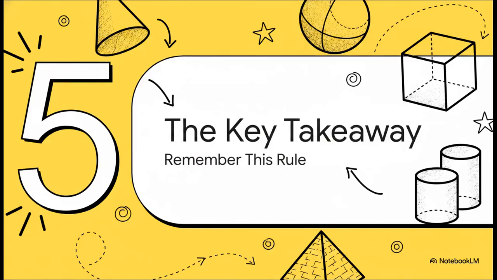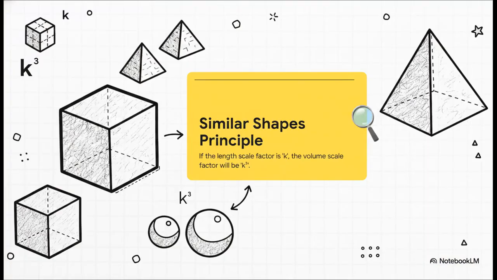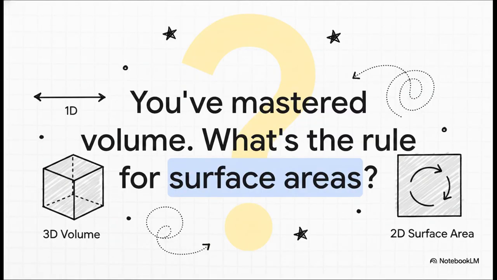All right, so let's boil this all down. What's the one big takeaway here? If you forget everything else, please remember this. Here's the golden rule for any question about the volume of similar shapes. If your length scale factor is K, then your volume scale factor is always K cubed. That's it. It's a super powerful rule that works every single time. And just like that, that's how you nail all 3 marks on a question like this.